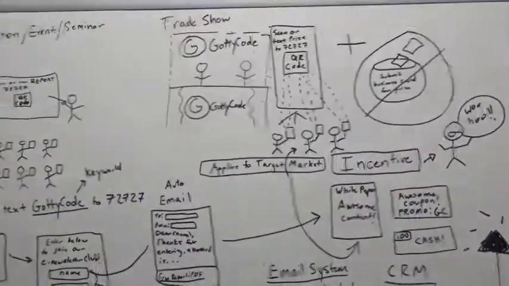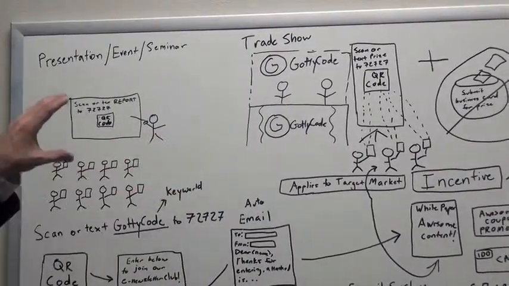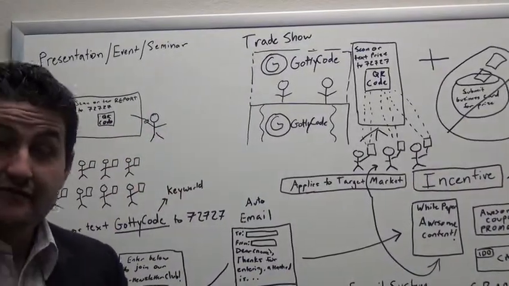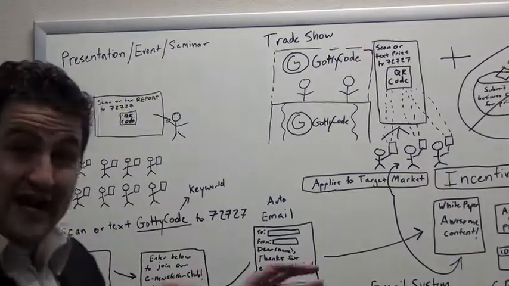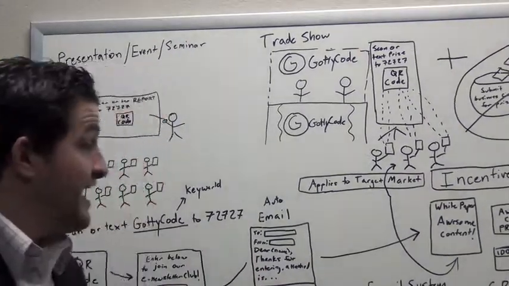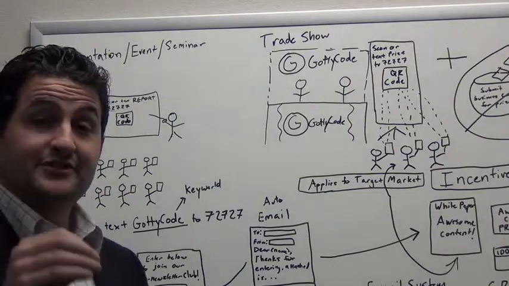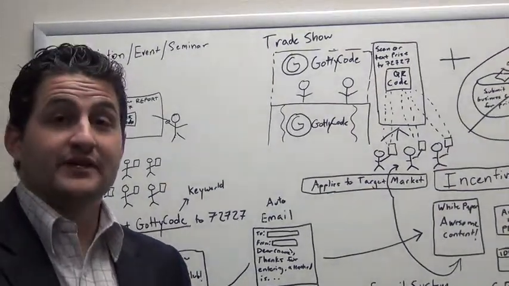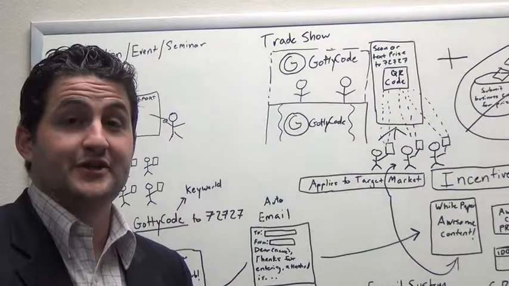So just as a recap, remember, at a trade show or event, great places are banners, flyers, and having that great incentive, good call to action, and great follow-up is going to get you in a good place when using a QR code and SMS at a trade show or event.